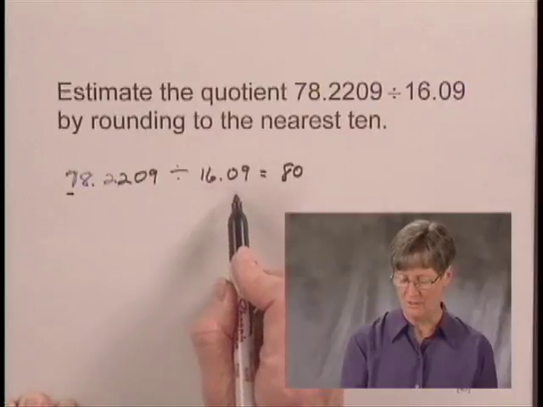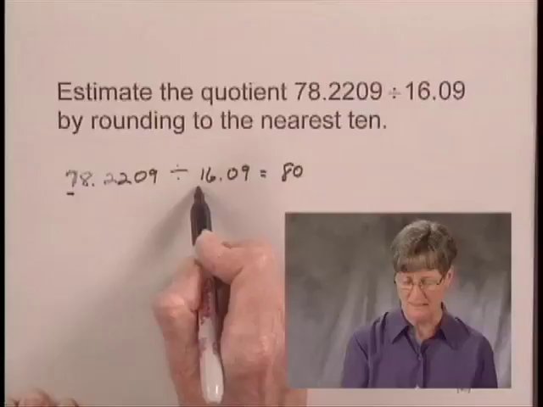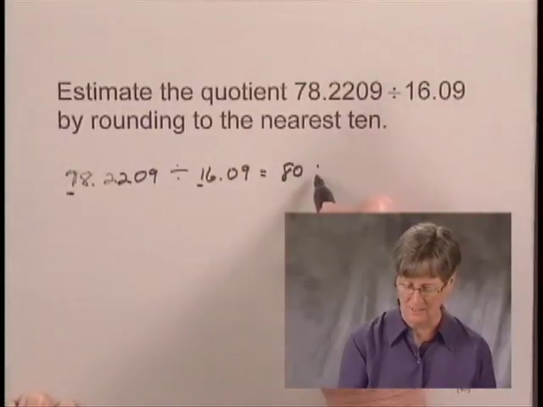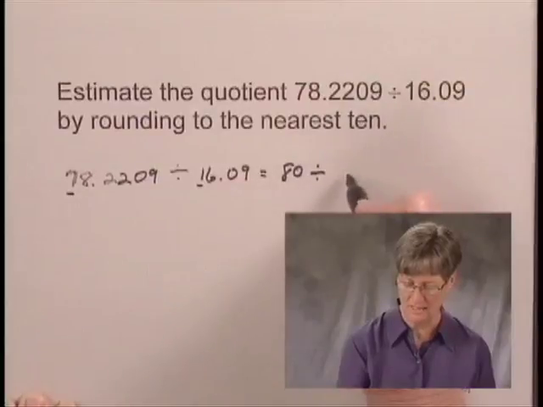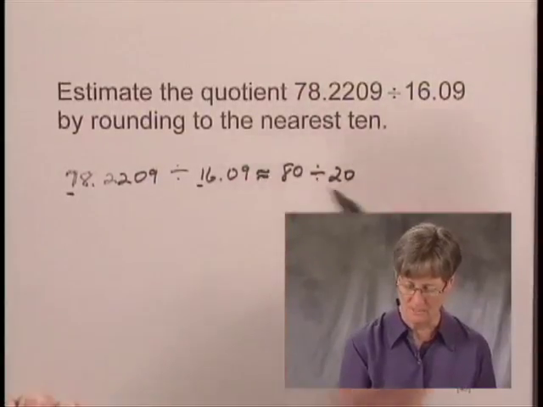When I round 16.09 to the nearest 10, I have 1 in the tens place. The next digit to the right, 6, is 5 or higher, so I round up again. I round 16.09 to 20. And I should put approximately equal to here since we're estimating.